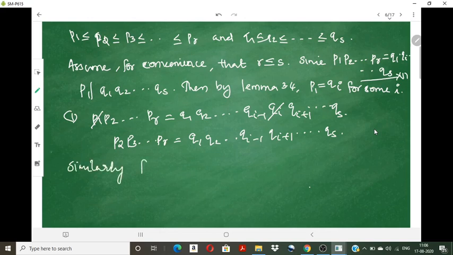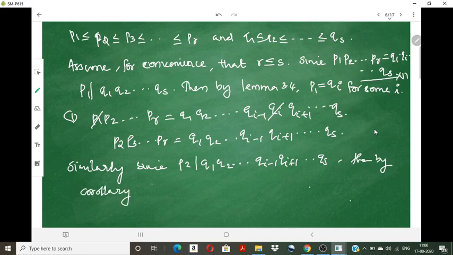Similarly, since p2 divides the product q1, q2, etc. qi minus 1, qi plus 1 into etc. qs, again by this corollary, not by lemma 3.4, actually it was stated well in the corollary, we have p2 is equal to qj for some j. Now cancel p2 on both sides.